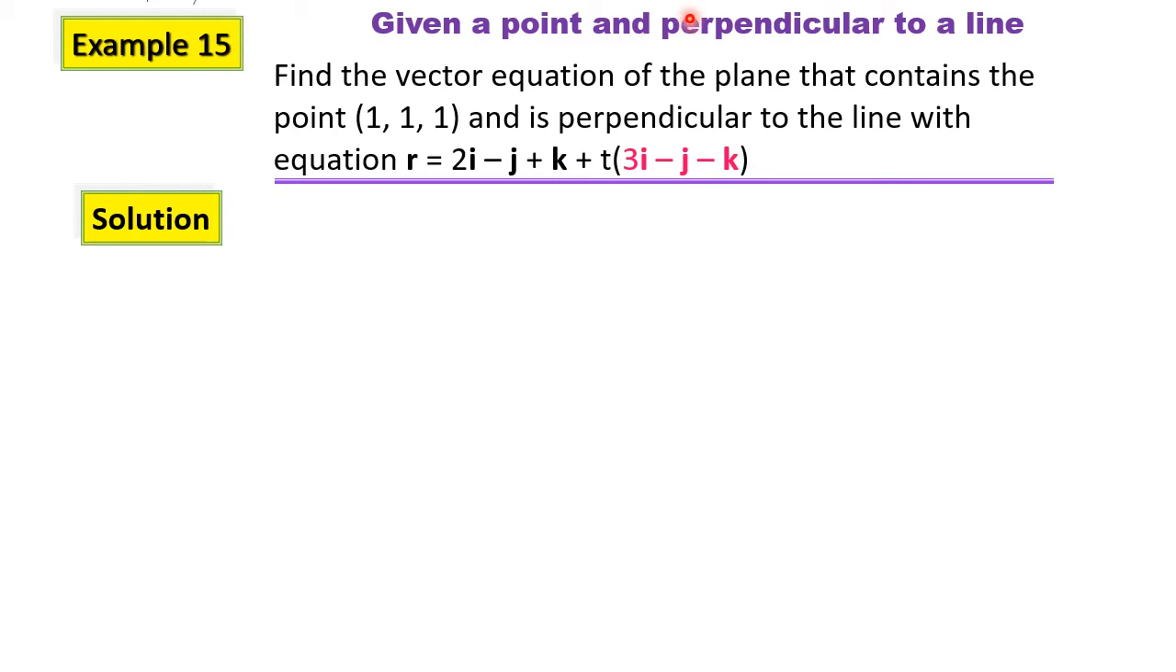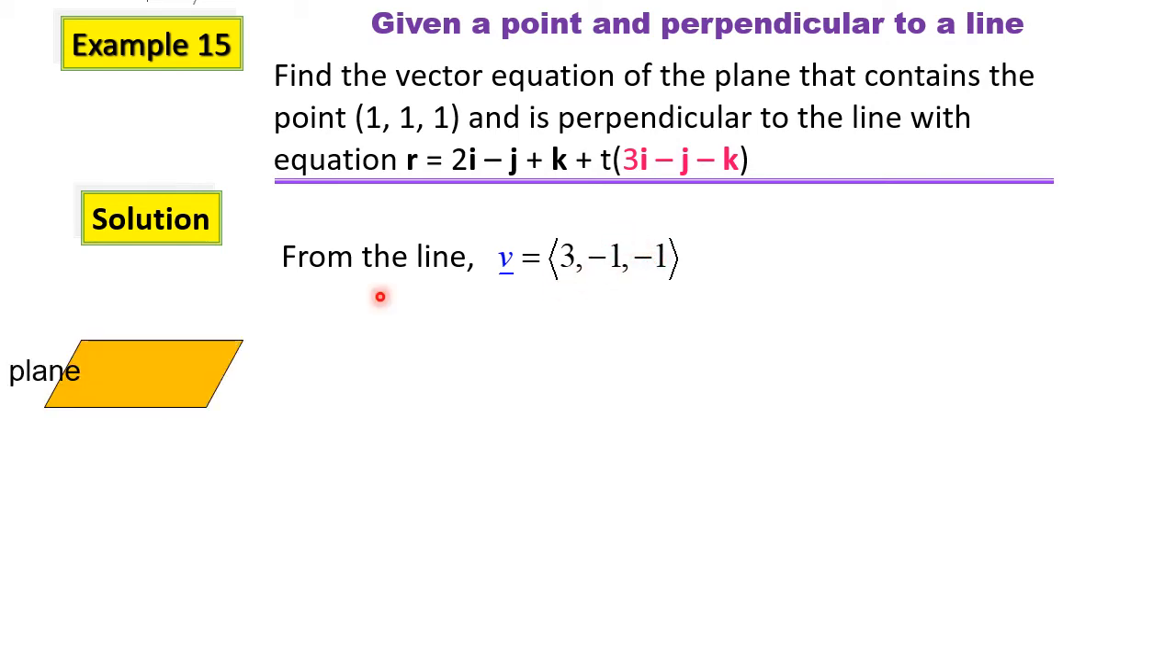Okay, next, in example 15, find a vector equation of the plane that contains a point. So given a point, and is perpendicular to the line with the equation r. So perpendicular to a line. That's our situation in this example. So let's see how we solve this question. From the line here we got v, right? From the line, the vector parallel to the line. So we got v here.